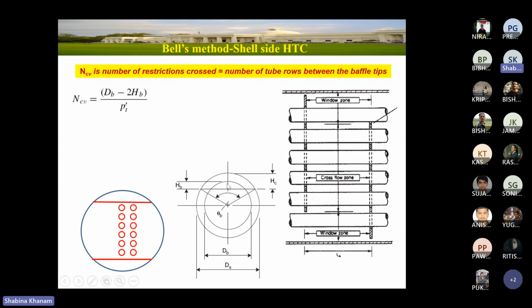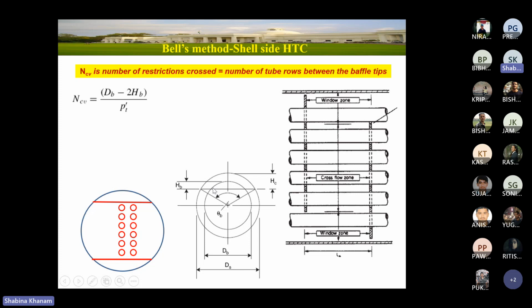NCB is basically when I'm having bundle diameter. If you consider this particular expression, this is nothing but bundle diameter minus 2HB. Whatever section of the bundle is available in the window zone, that we need to deduct. The zone in between is the cross flow zone, and this section and this section are the window zone.